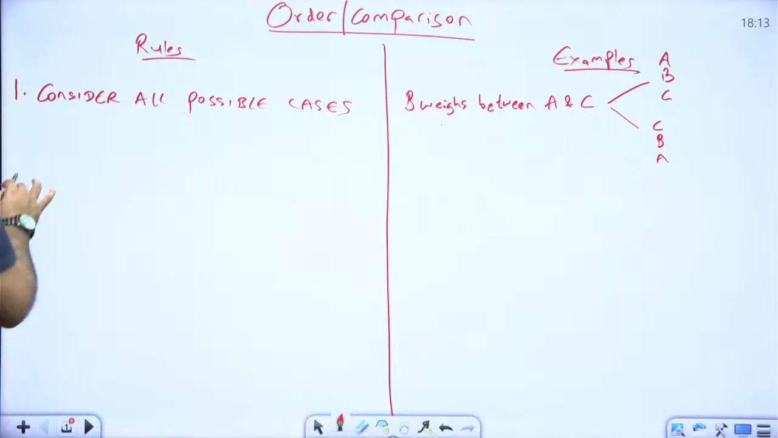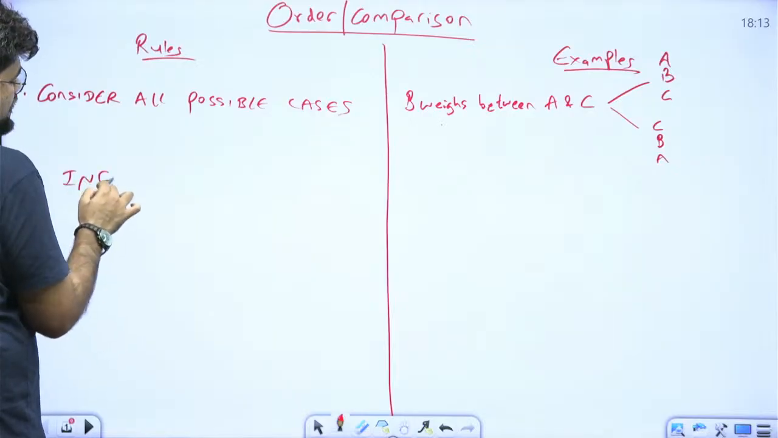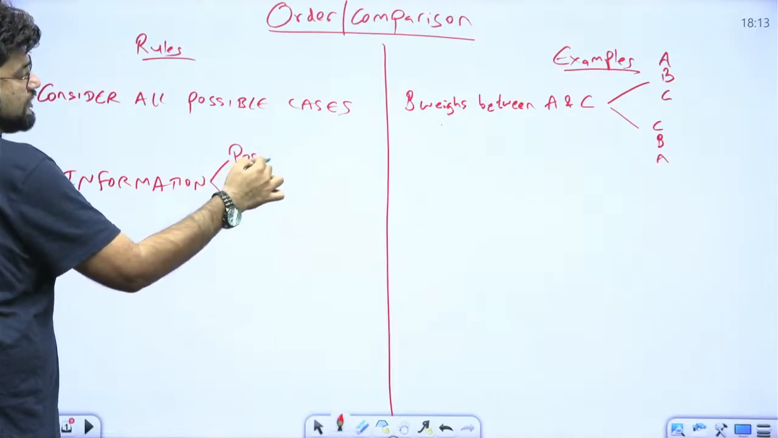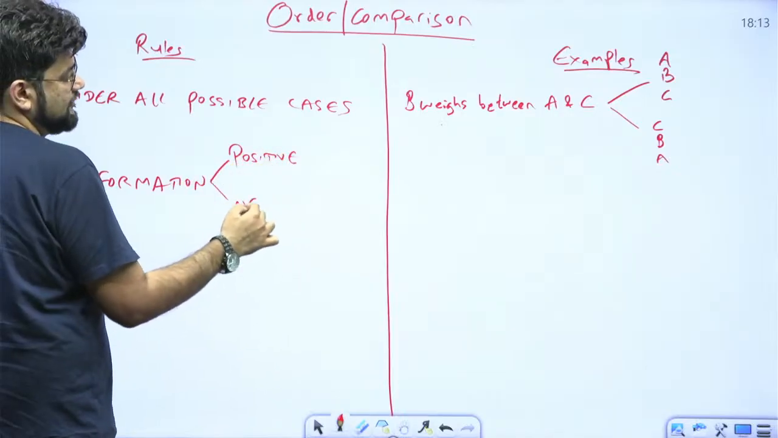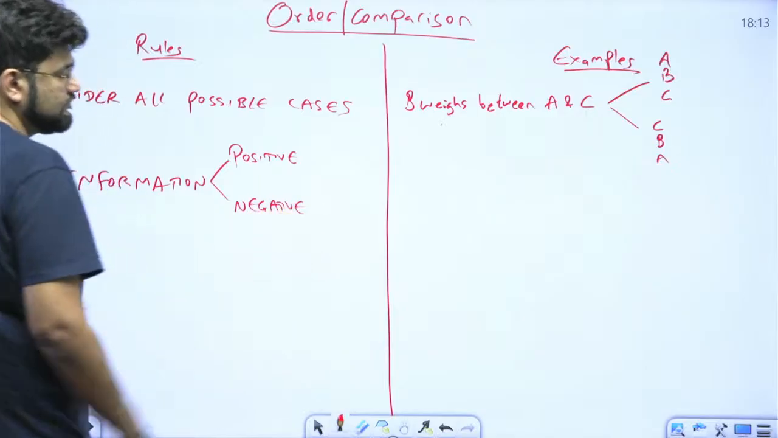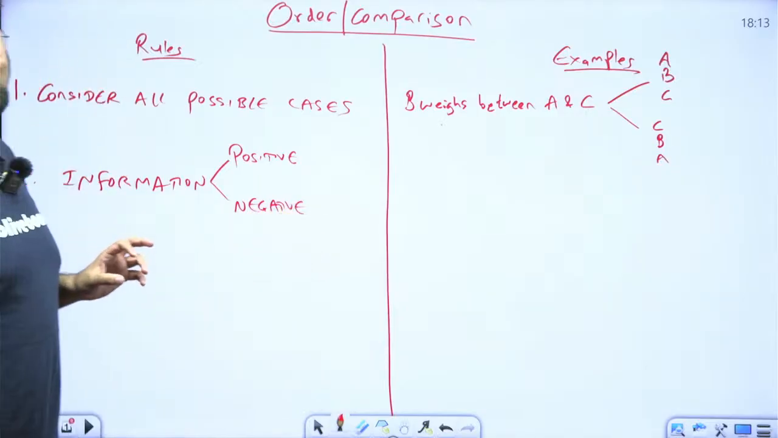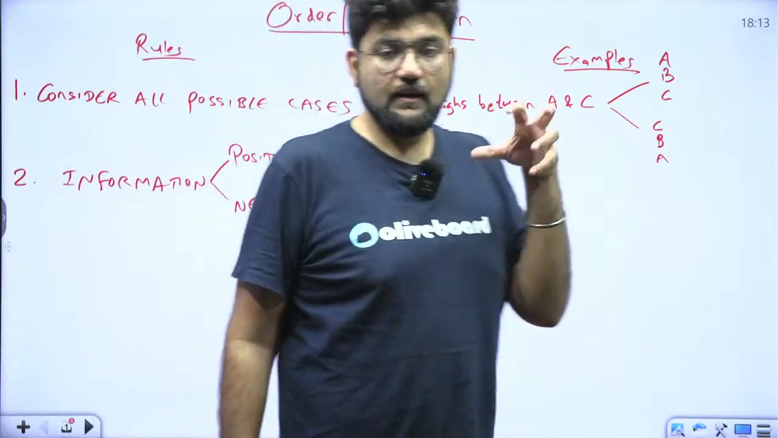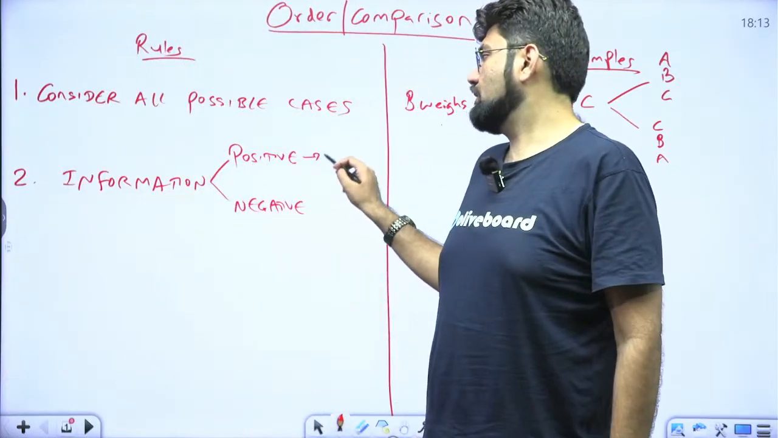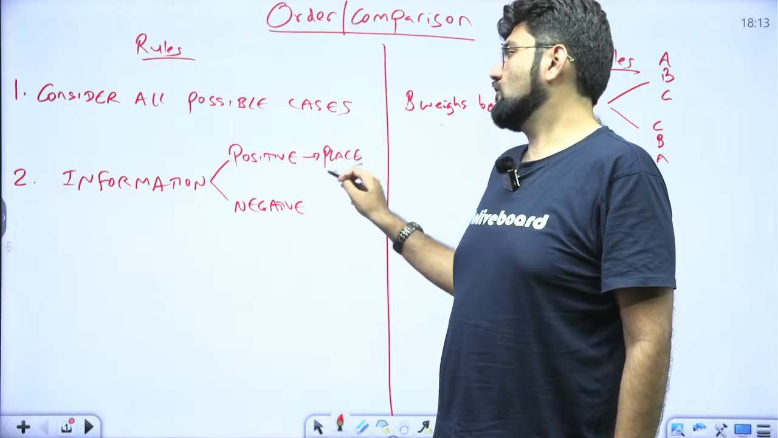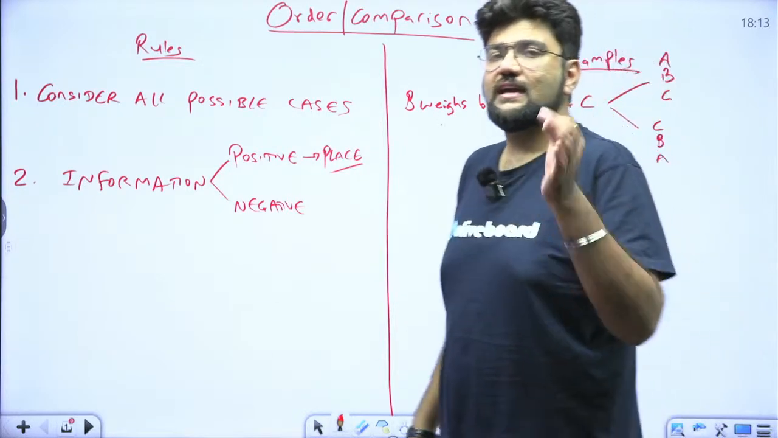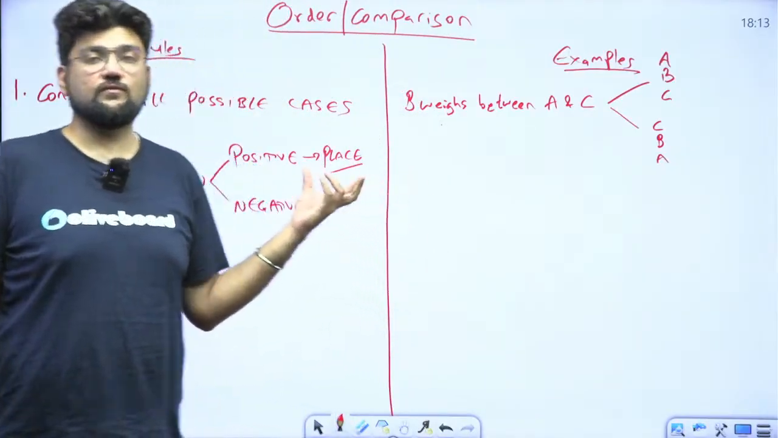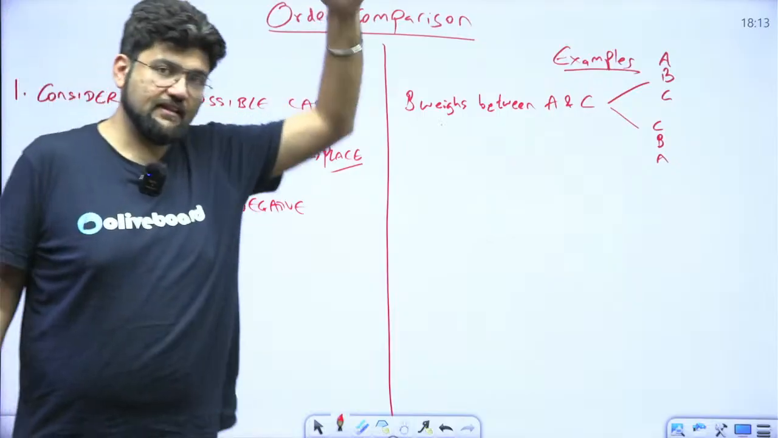Point number 2, same as what we had studied there: information. Information will be provided to you in two formats, positive and negative. Positive means in a comparison-based equation, you will be able to place it directly. Whatever you will be able to place comes under the category of positive information. For example, I am telling you A earns immediately more than B and B earns the lowest amount. That is positive information. You can place it right away in the final arrangement.